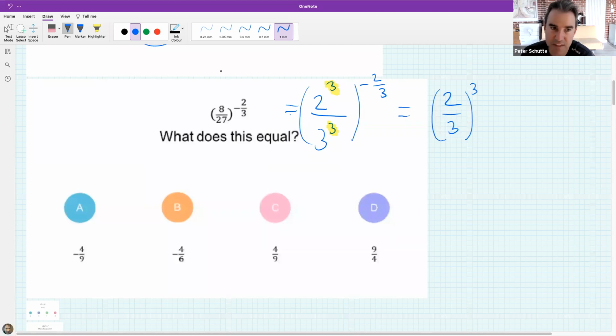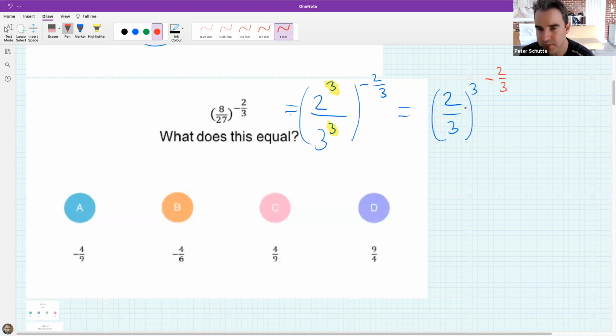Now I've left out the other thing, which I haven't got rid of yet. There's still another power, and I could draw in another bracket if I really wanted to make it extra exciting, although that maybe is a bit more confusing than it needs to be. Let me take that away for a second. Do you notice that 2 to the power of 3 over 3 to the power of 3 could be written like this? And then this still needs to be raised to the power of that.